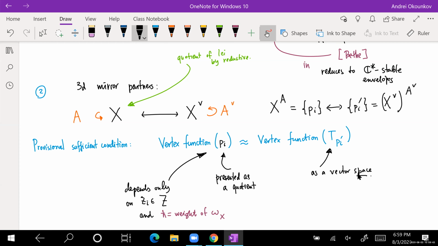Sorry, Andrei, this is a condition for what? For the mirror? In general, there should be some definition of a mirror that involves comparison of vertex functions, for example. And this says that if this is the case, then it's a theorem that in fact they're mirror in the sense that their vertex functions are equal, with the change of variables. So it's a vector space with an action.